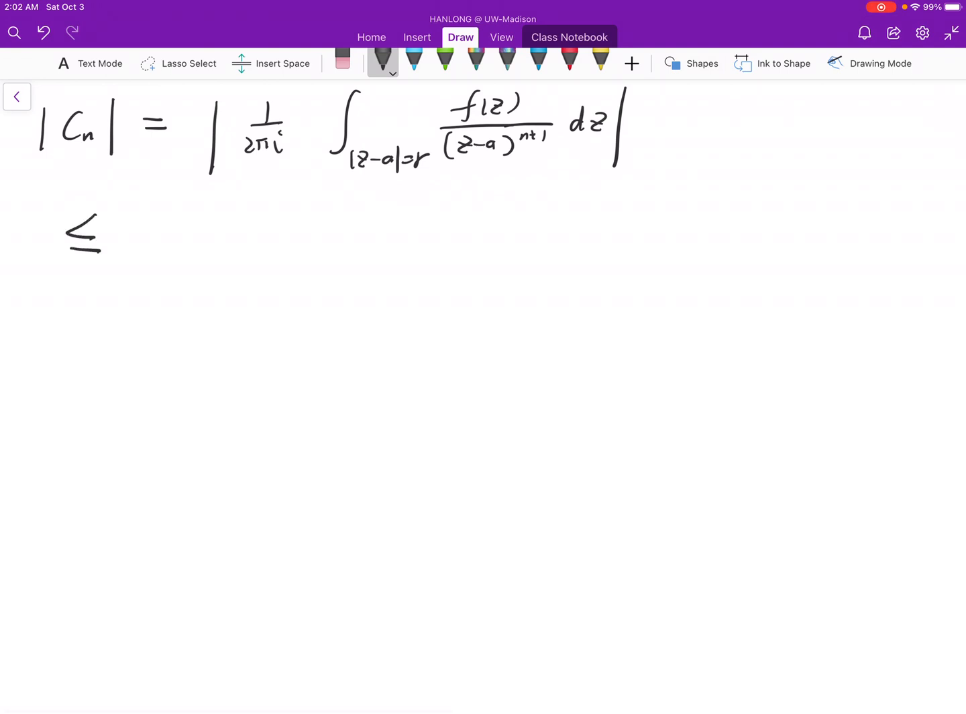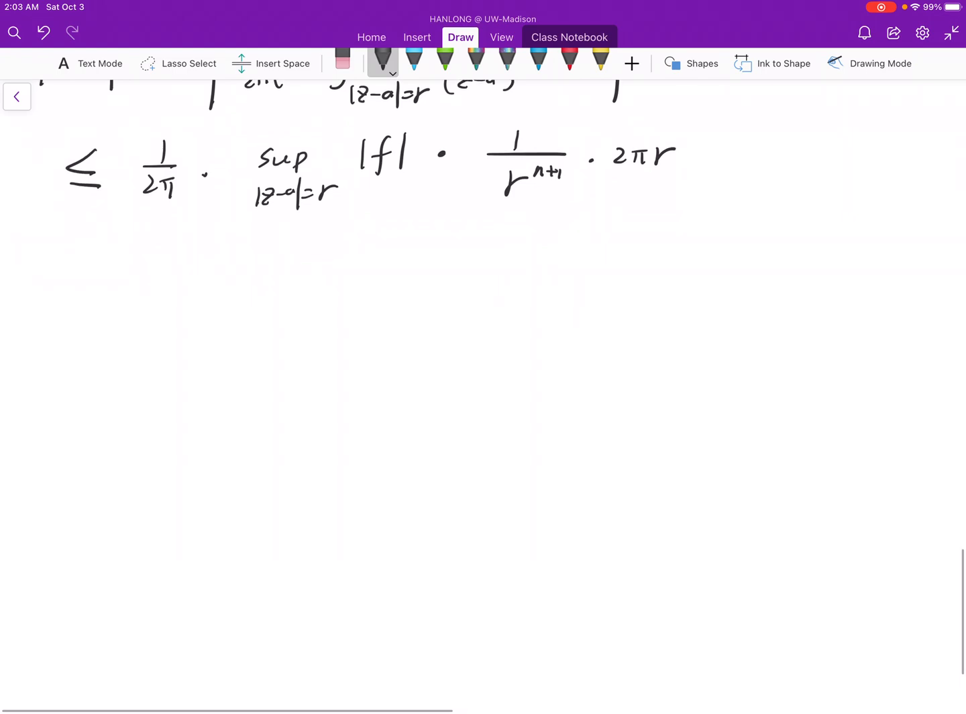Of course, this is less than 1 over 2 pi times the supremum over |z minus a| equals r of the absolute value of f, times 1 over r to the n plus 1 power, times 2 pi r. That's the length of the circle.